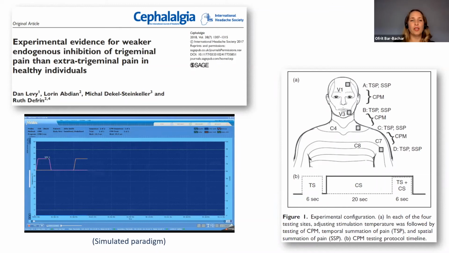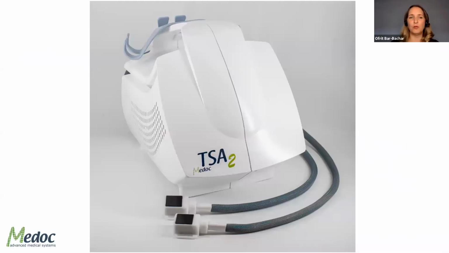The advantage of using a two-thermode CPM using TSA2 is that you can very well time your conditioning and the test stimulus, and you can put it almost anywhere on the body. Of course, you cannot put somebody's head in a cold bath, so that's one of the advantages. And you can see that we integrated the pain ratings in the software. Okay, so this is the TSA2 that I talked about. You can strap two thermodes to it, and then you can work in parallel.